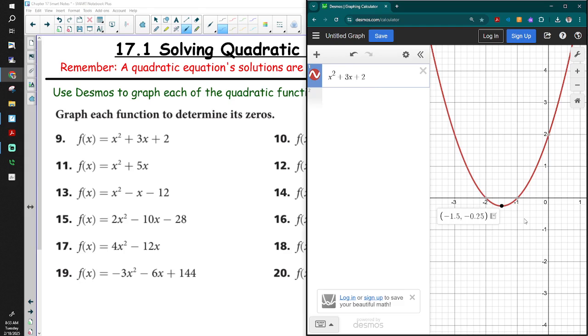-1.5, -0.25. This is not the solution. This is just a very important point that you should know. Because if they ask, where's the vertex? All you do is graph it and click on it. Our solutions are -2 and -1.